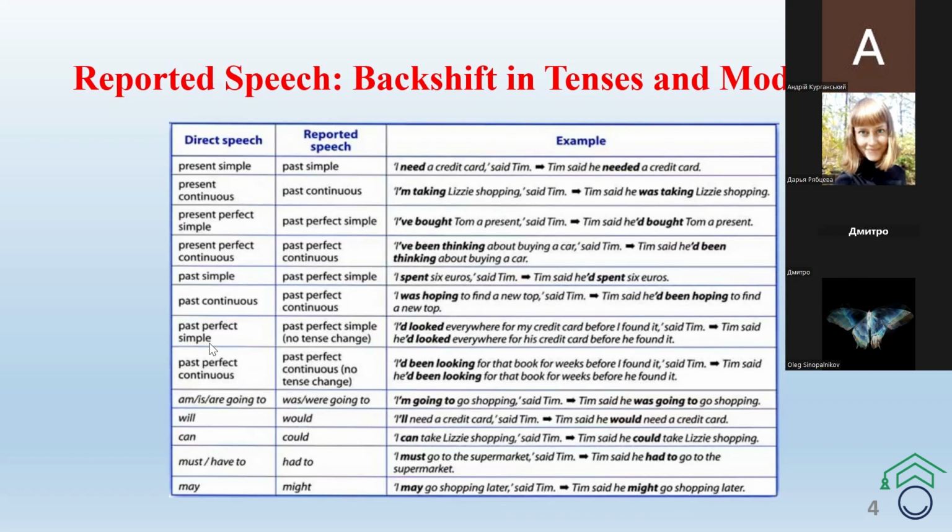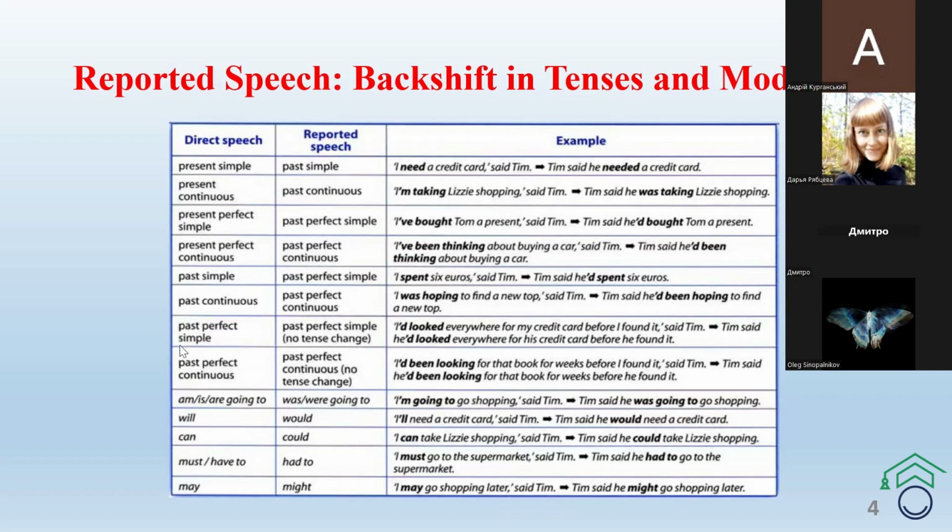Past perfect simple to past perfect simple, no tense change. I'd looked everywhere for my credit card before I found it, said Tim. Tim said he'd looked everywhere for his credit card before he found it. Before he found it. Yes, you're right. So past perfect simple has no changes. There is no tense change when we use past perfect simple. We change only pronouns. I'd looked, we say he'd looked.